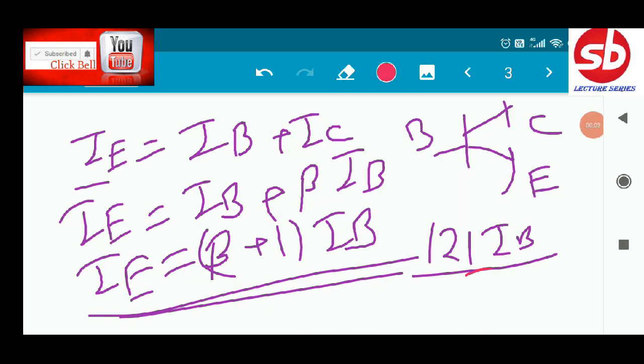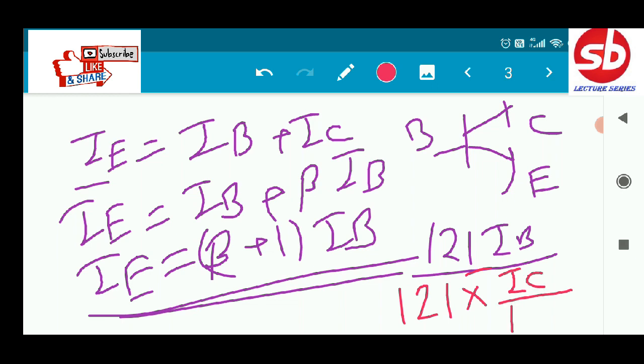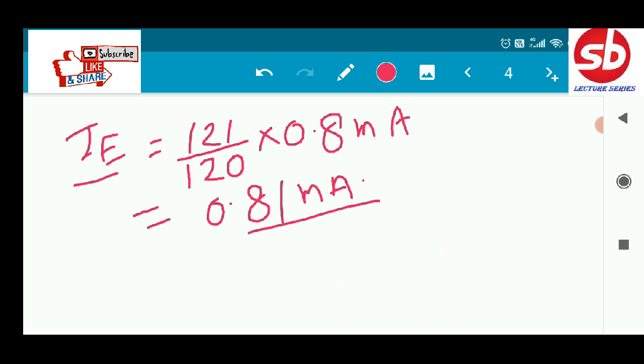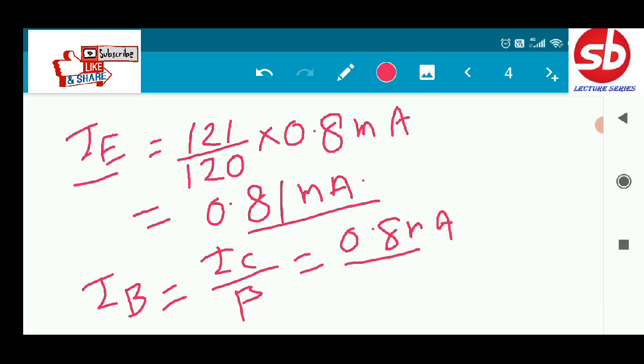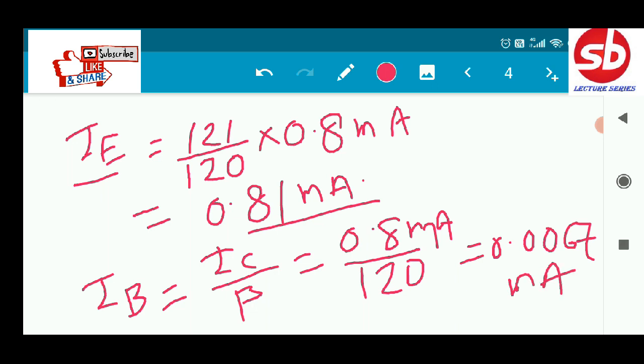So this is your 121 IB, the IE value. Replacing IB with IC divided by beta, IE equals 121 divided by 120 into 0.8, so 0.81 milliampere. And IB equals IC divided by beta, so 0.8 milliampere divided by 120, which is 0.0067 milliampere.